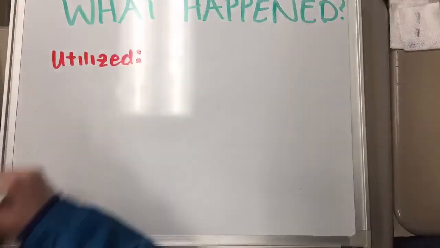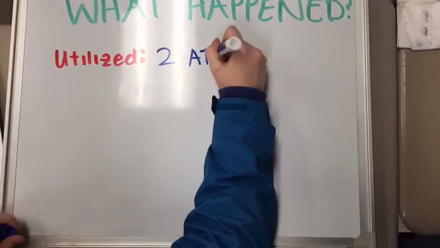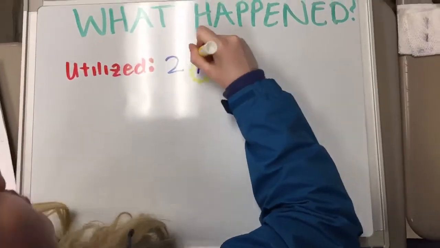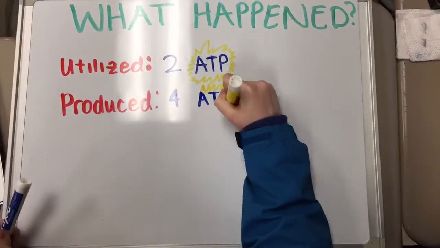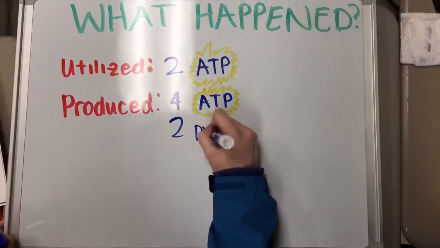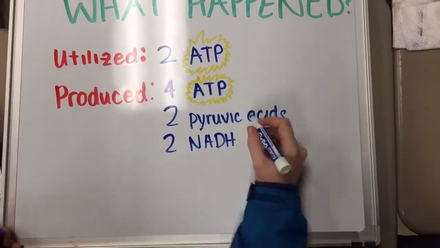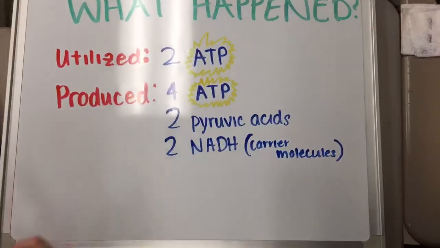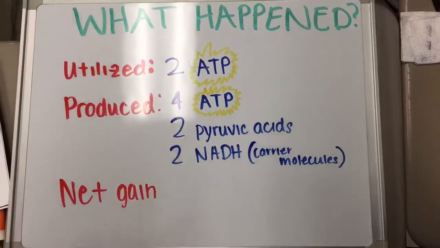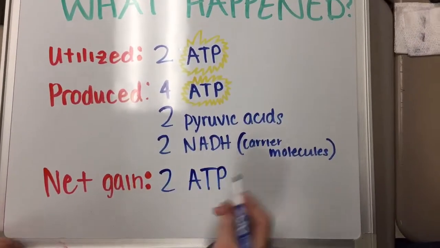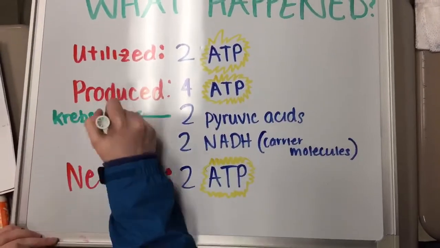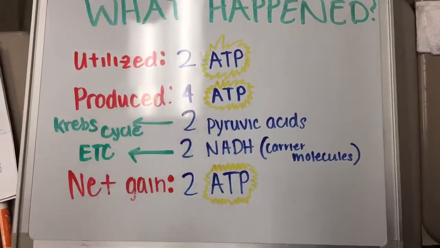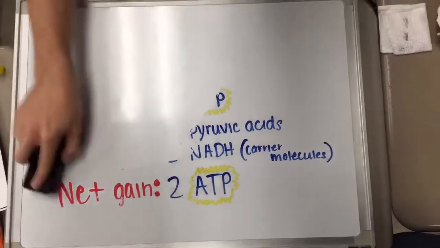So what exactly just happened? In summary, glycolysis utilizes 2 ATP to phosphorylate the initial glucose molecule, but in doing so ultimately produces 4 ATP molecules as well as 2 NADH carriers and 2 pyruvic acids. This means that we have a total net gain of 2 ATP. The pyruvic acid that we made will make its way to the Krebs cycle, and the NADH molecules will be utilized to synthesize yet even more ATP in the electron transport chain.